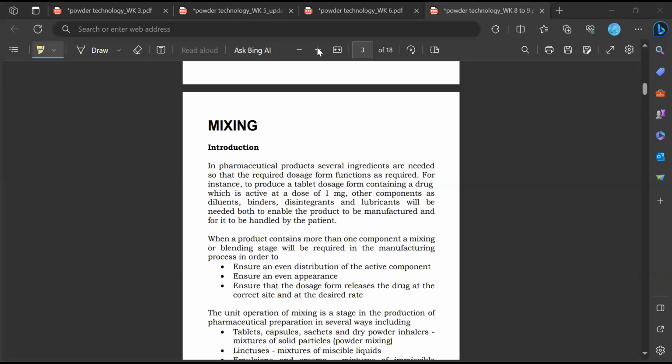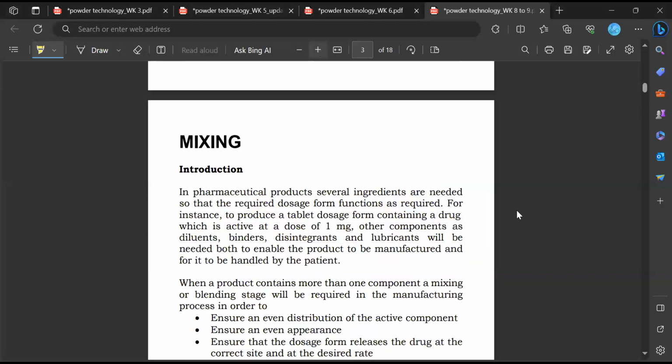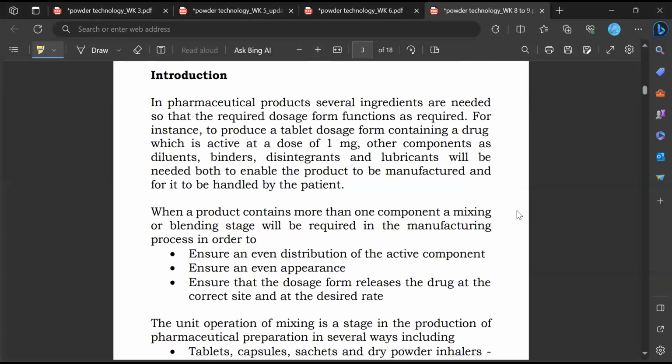The last thing is mixing. Of course, when we're talking about mixing, you have to ensure that there's even distribution of the active compound, even appearance, especially when you have different colored excipients or APIs, and ensure that the dosage form releases the drug at the correct site and at a desired rate.